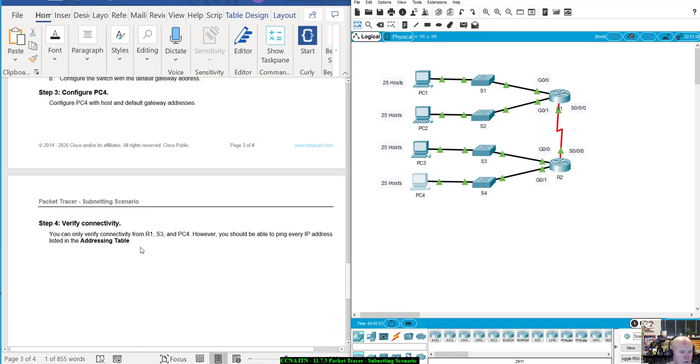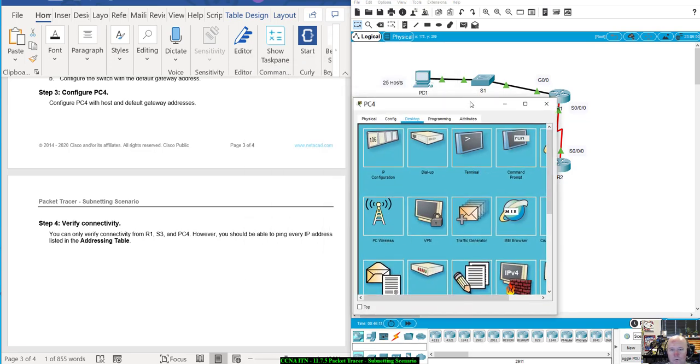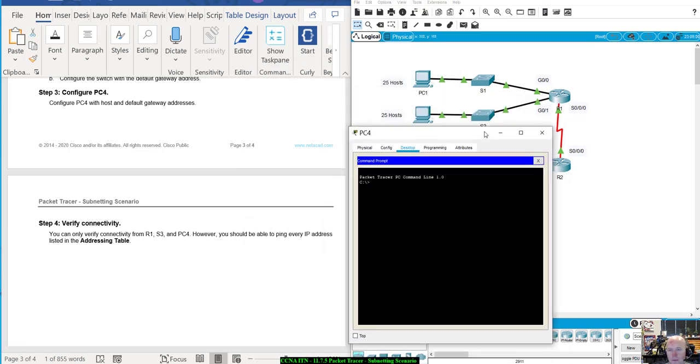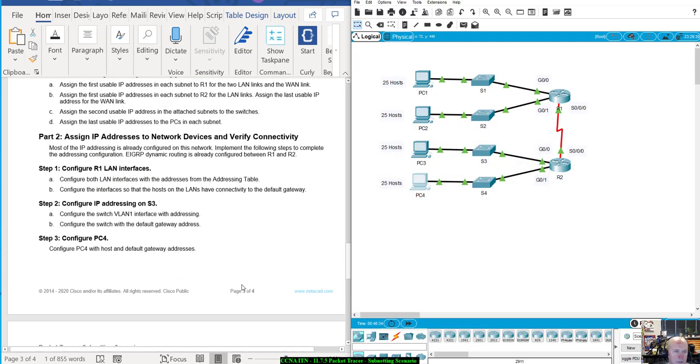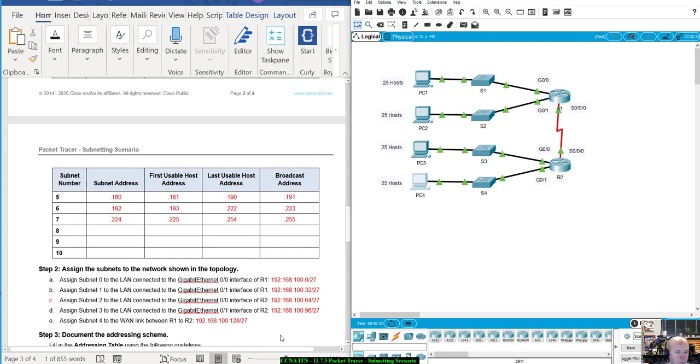Verify connectivity. You can only verify connectivity from R1, S3, and PC4. However, you should be able to ping every IP address listed in the addressing table. Let's go from PC4. I'll try to ping gigabit 0/0 on R1, 192.168.100.1. We're good. That's it. I know there's a lot to that, but that's pretty much what you have to do.